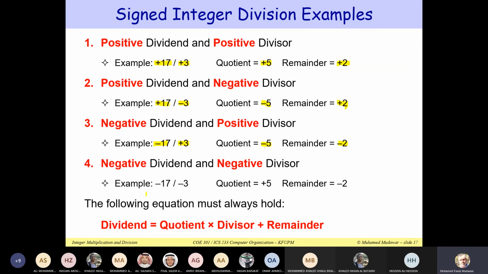And the last example, when both of them are negative. Negative divided by negative gives a positive quotient, but the sign of the remainder is the sign of the dividend. Here the dividend is negative, so the remainder is also negative. If I multiply negative 3 by 5, we get negative 15, and minus 2 gives you negative 17. So this equation must always hold: the dividend is equal to the quotient multiplied by the divisor plus the remainder. Remember this in the case of integer division.